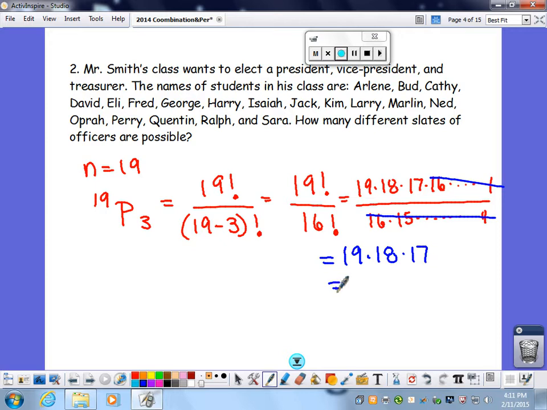So when you multiply that out, that'll give us how many different slates of offices are possible. How many different ways can we select 3 members from our group of 19 to have our officers? And if you do that arithmetic, you're going to have 5,814 possible slates.